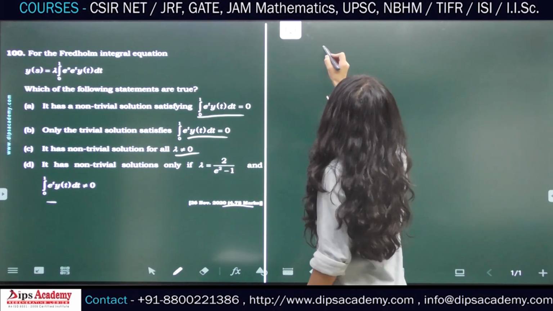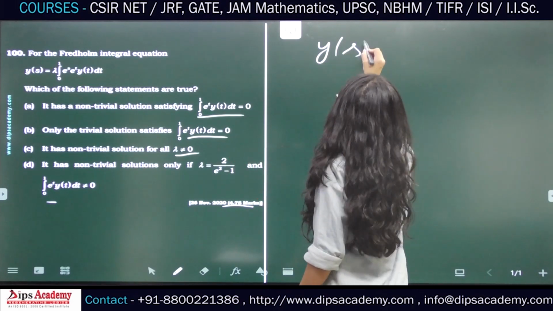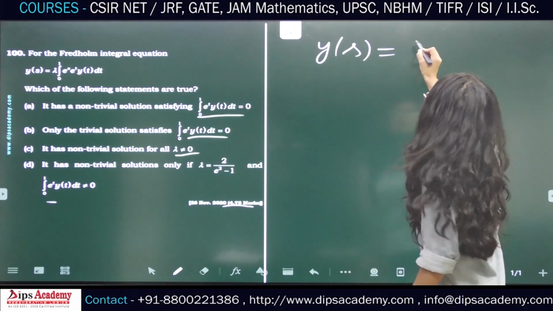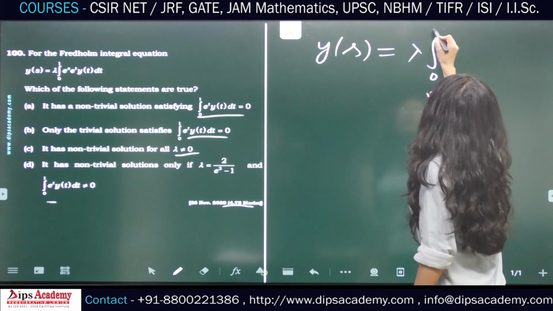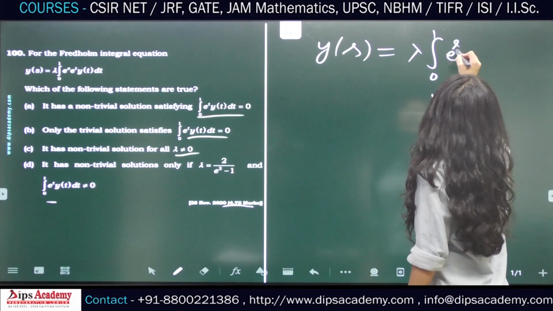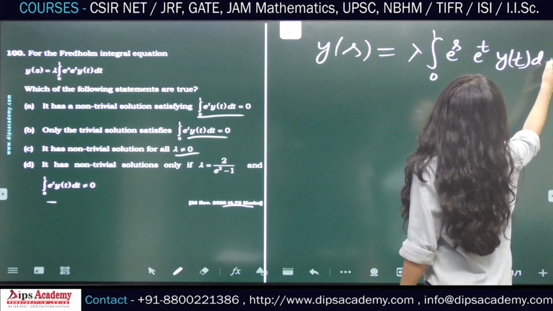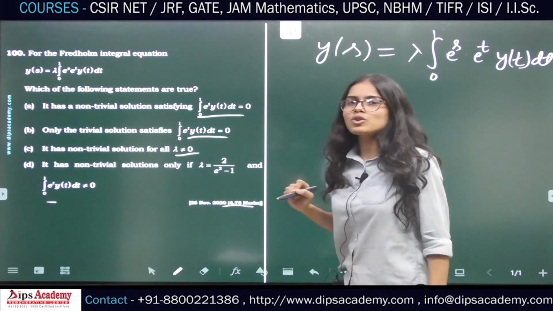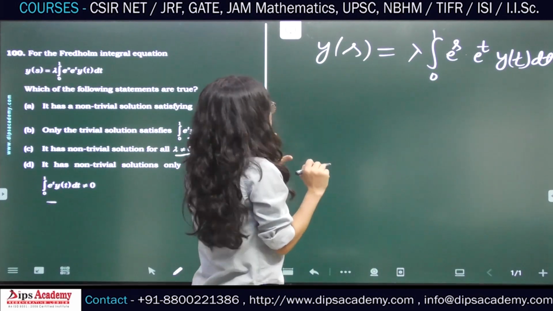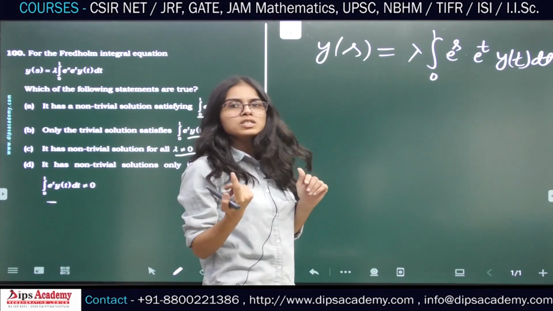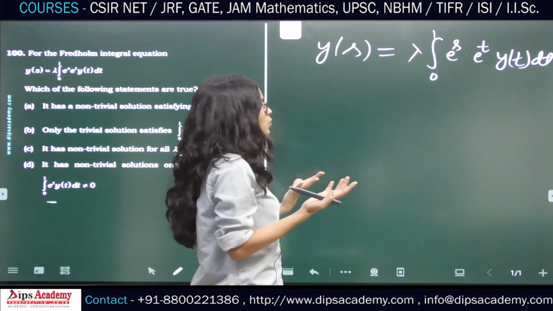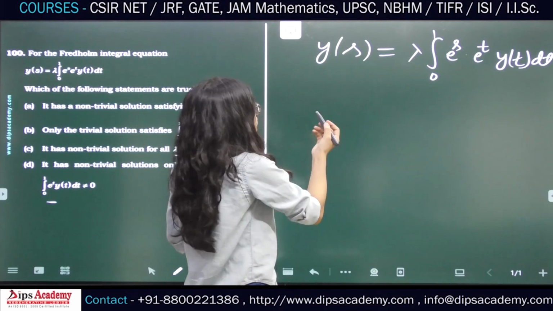We are given the integral equation y of s equals lambda times the integral from 0 to 1 of e power s into e power t y of t dt. We'll use a simple method: reduction to a system of linear homogeneous algebraic equations.